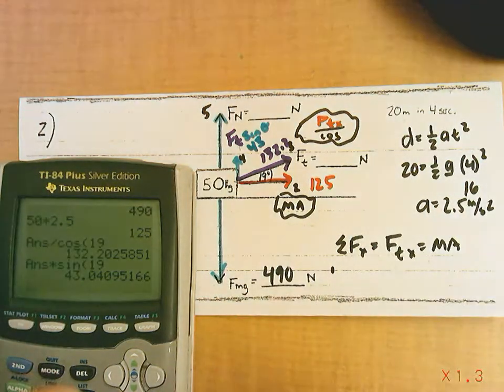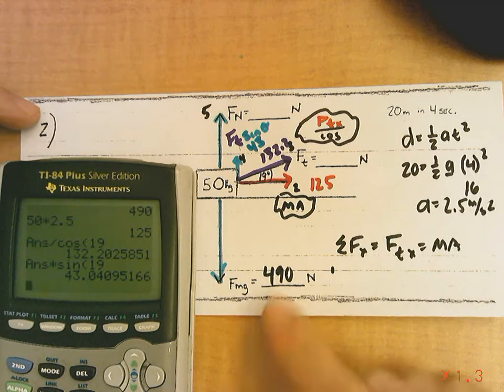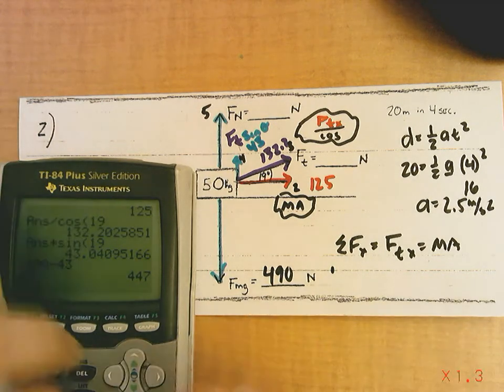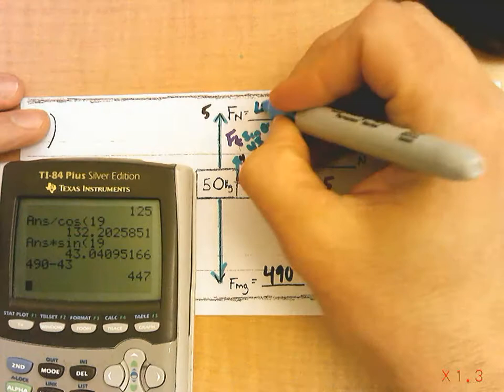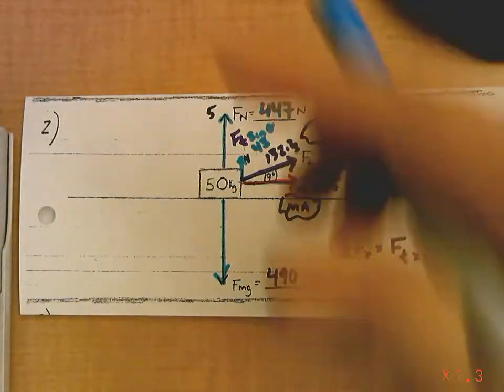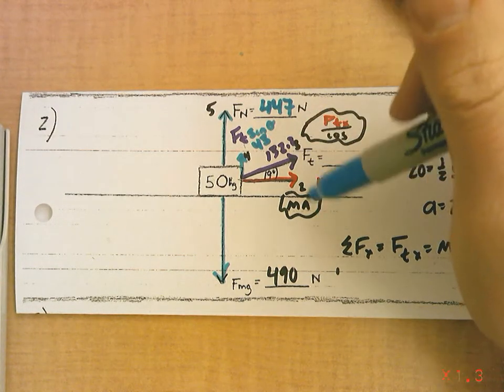So all we have to do if we want to find out what the force of normal is, we take the weight 490 and subtract the amount of up or lifting up that we do, and the result is 447. So understand this is all due to Newton's third law. The ground's not going to push back any harder than it has to. It's equal and opposite. That's the big part of Newton's third law.